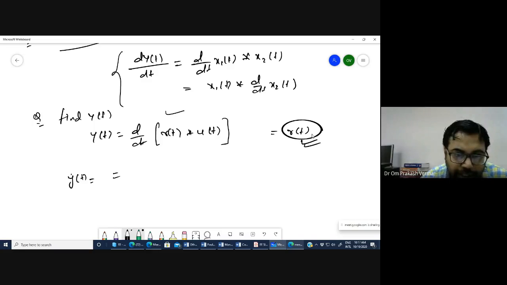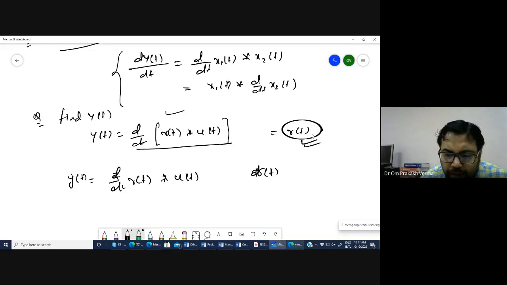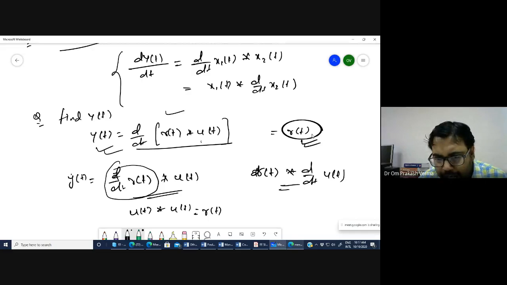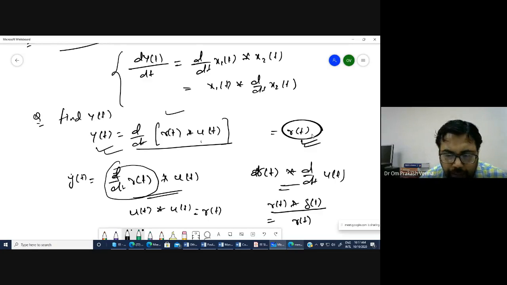So it will either represent d by dt of r(t) convolution with u(t), or r(t) convolution with d by dt of u(t). Yes or no? The output will represent like this, either this one or this one. If you take d by dt of r(t), it is nothing but u(t). Again it will provide r(t). And when you take the derivative of u(t), it is nothing but delta(t), and when you take the convolution of this one, again you will get r(t).